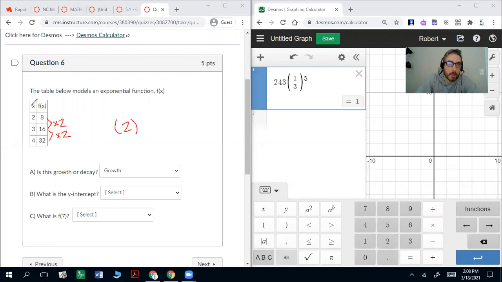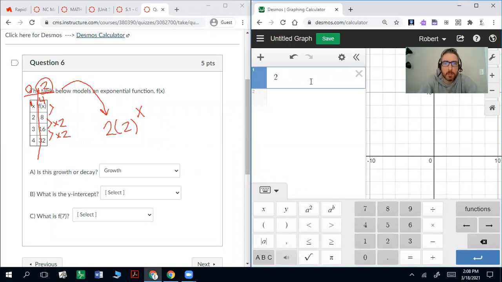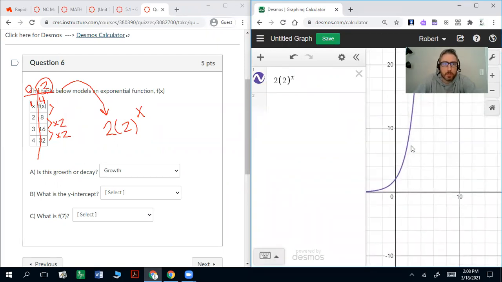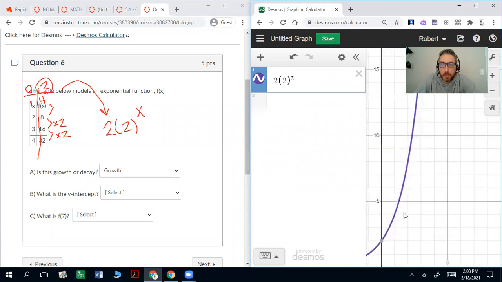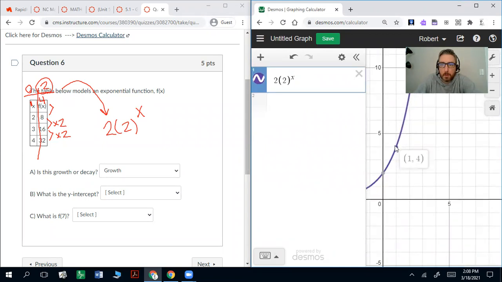We've got to figure out the y-intercept, so we've got to go back to 0. We've got 2 spots here. So 8 divided by 2 is 4, and then 4 divided by 2 is 2. So the y-intercept should be 2. But then there's an x power, so we can test that here. It's going to be 2 times 2 raised to the x. At 0, 2. 2 should be at 8, or 1 should be at 4. Let me zoom in a little bit. There we go. 1, 4.